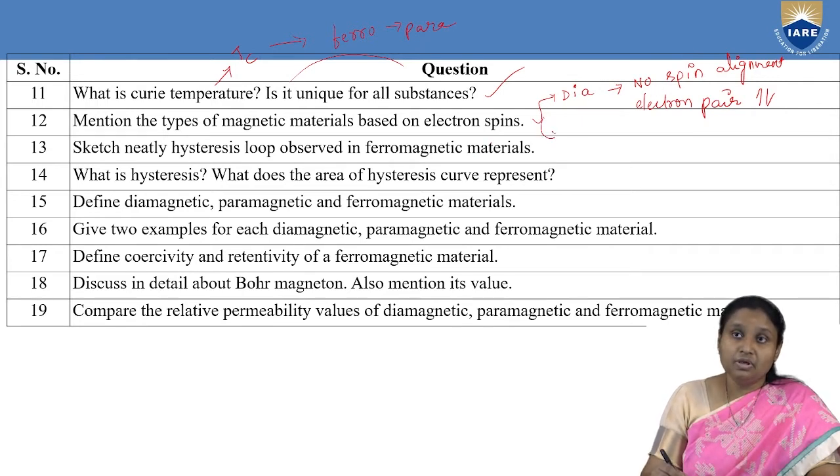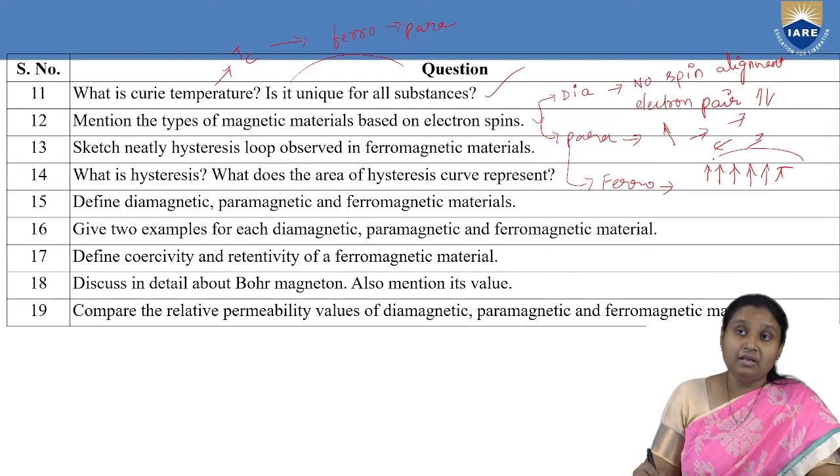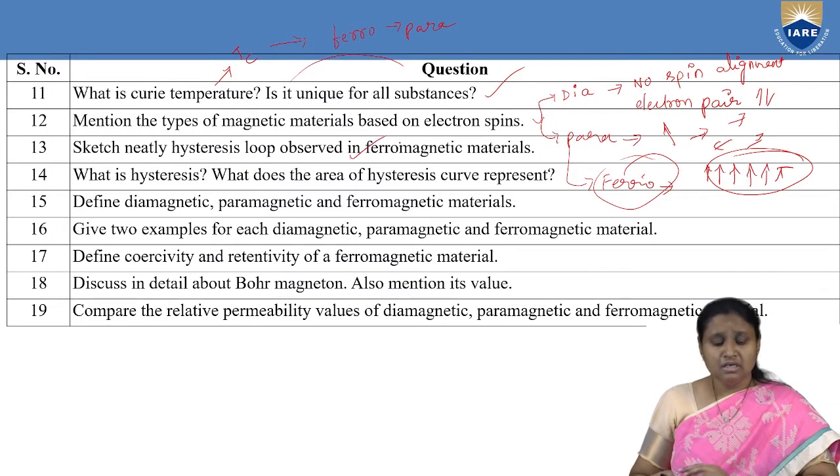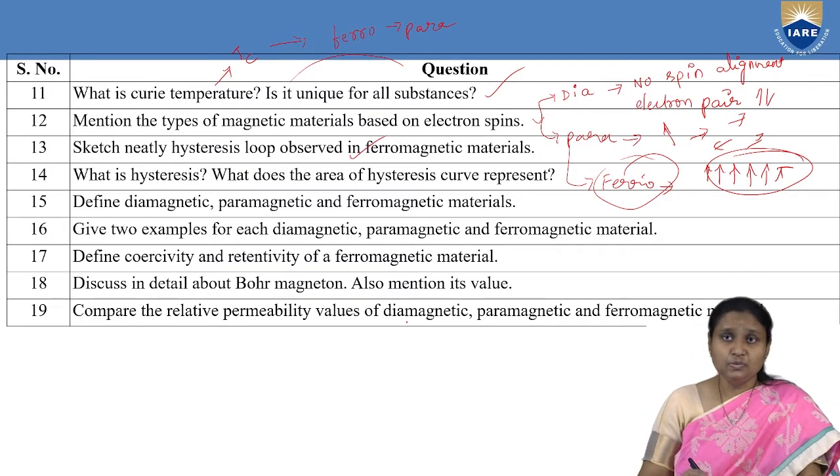Whereas when we talk about paramagnetic materials, of course we'll have left out single electrons, but all those spins are randomly oriented, so that's why they show weak magnetism. Whereas when we talk about ferromagnetic materials, all the electron spins are oriented along the same direction, and because of this, these ferromagnets are taken as strong magnets. Now, sketch neatly the hysteresis loop observed in a ferromagnetic material.